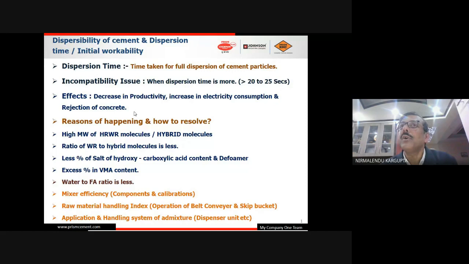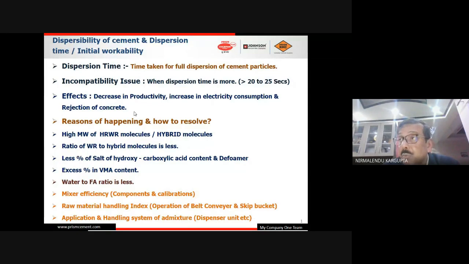तो rejection of concrete होगा. Now you see how dispersion time affects the concrete industry. Actually admixture manufacturer को ये भी सोचना है. ये पहले भी मैं सोचता नहीं था, क्योंकि I worked in an admixture company only, I did not work in an RMC plant. Now I am working in an RMC plant, so I know the aspect of RMC, what they actually want. They want lesser dispersion time for higher productivity.